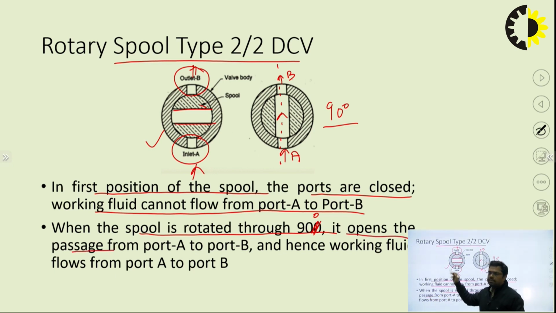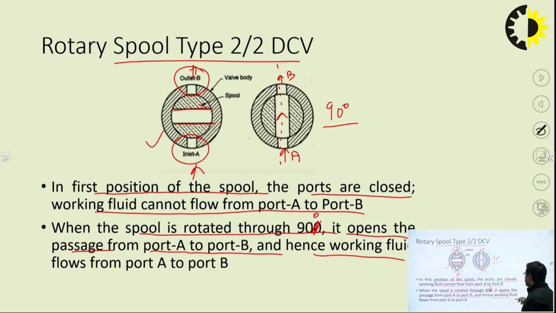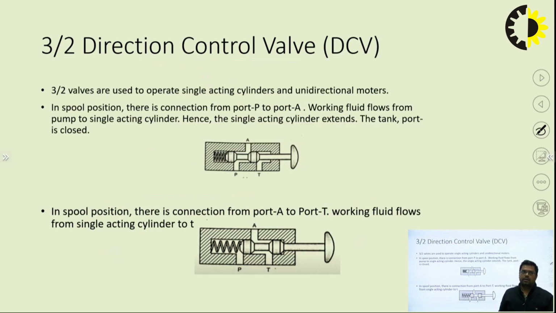You will find the passage. As they get the passage, from port A to port B, working fluid flows from port A to port B. As the position is open, the movement of air or fluid is possible. Accordingly, the rotary actuation will be done.